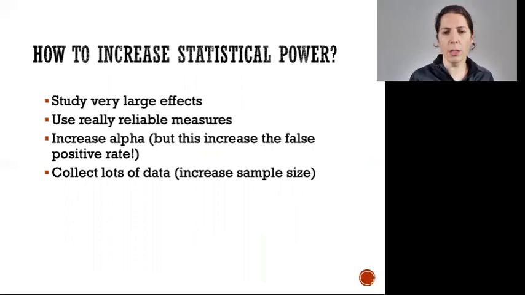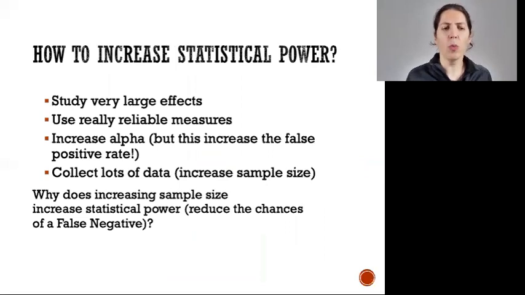So let's dig in a little bit more to the sample size issue, because this is the most common way and the most effective way to increase your statistical power or reduce your chances of a false negative. So why does increasing sample size, collecting more data, more observations, increase statistical power? Let me illustrate this by going back to a concept we introduced a little while ago, the sampling distribution.